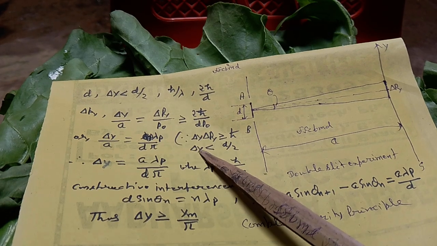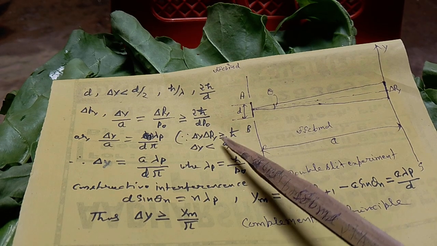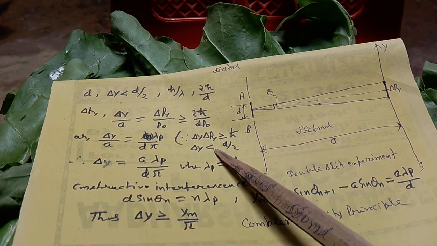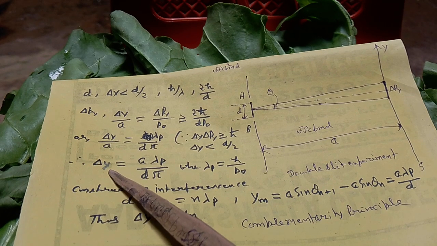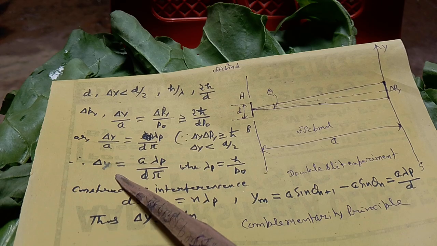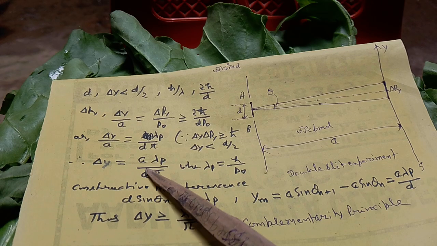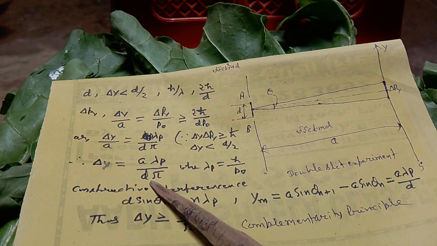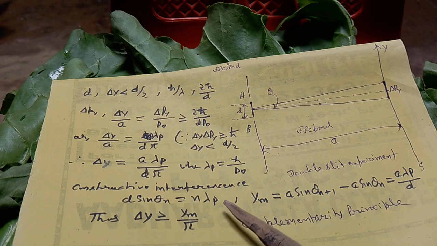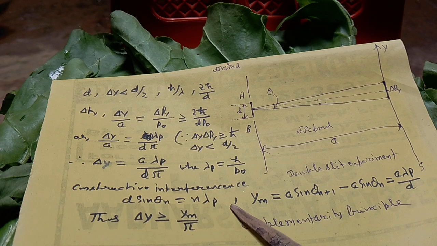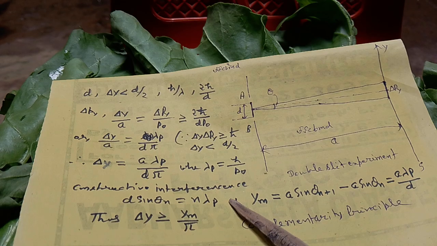Since delta y into delta p sub y is greater than or equal to h cut and delta y is less than d by 2, hence delta y is greater than or equal to a into lambda sub p divided by d into pi, where lambda p equals h by p naught is the de Broglie wavelength of the particle.